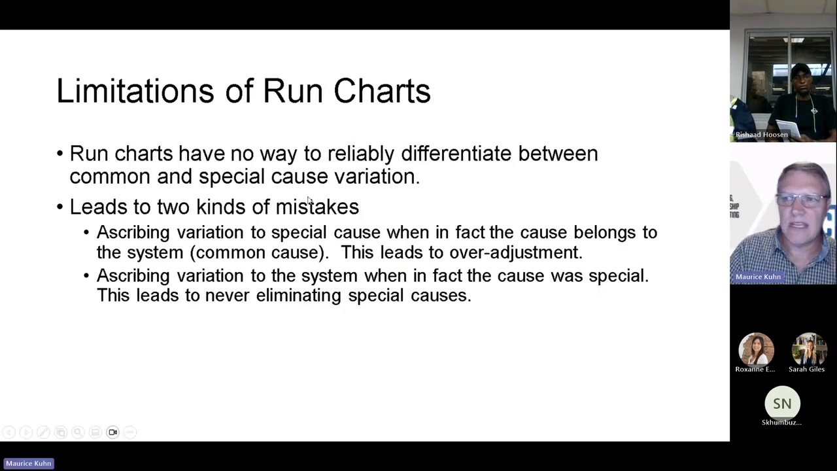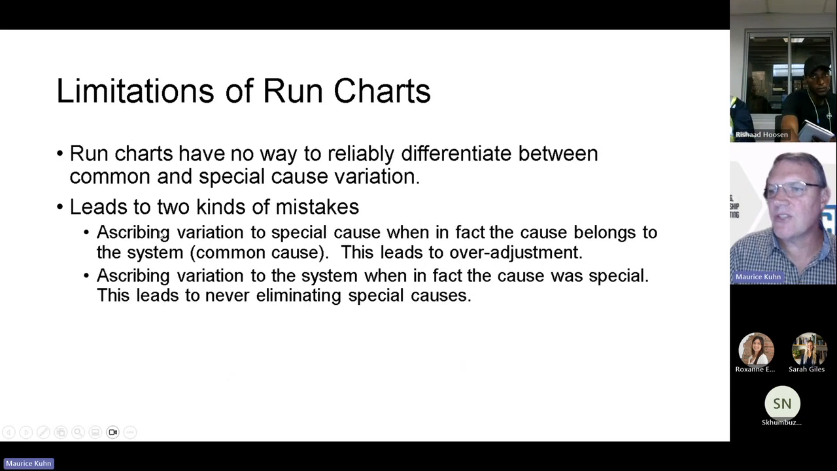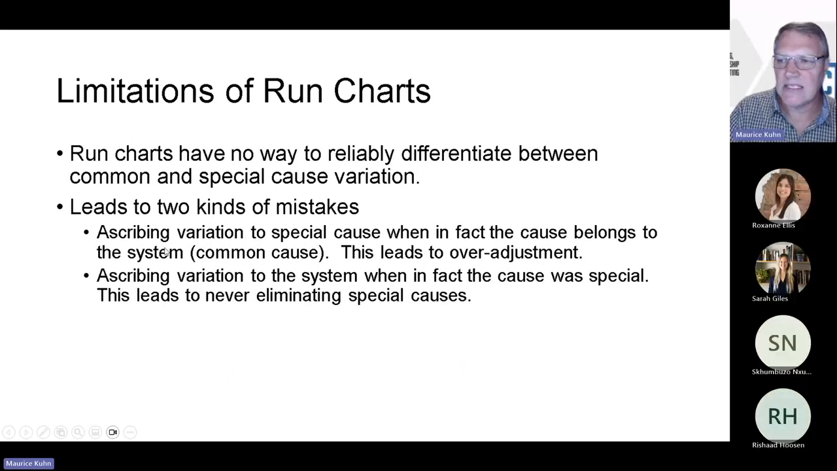But here are some of the limitations. Firstly, there's no reliable way from a run chart to differentiate between common cause and special cause variation. Okay, and this leads to two kinds of mistakes as well. Sometimes we ascribe variation to a special cause when in fact it's something that's common cause. And so sometimes we might over adjust for that. I'm thinking something weird is going on here, and now we make a rule, when actually that variation we're observing is part of common cause variation.